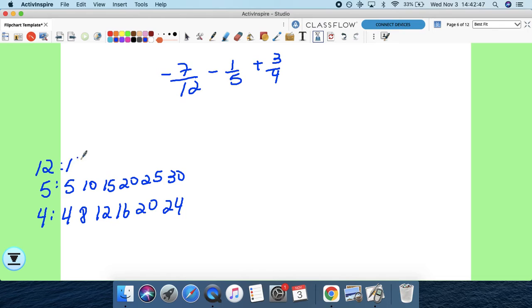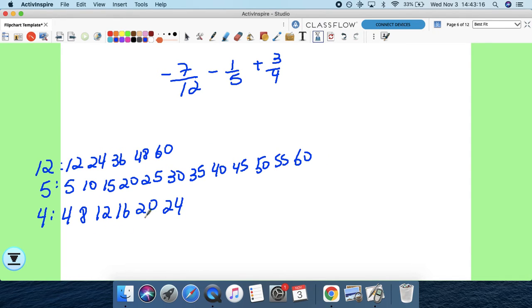12. 12 times 1, times 2 is 24. Times 3 is 36. Not good, because all three have to be the same. Times 4 is 48. Times 5 is 60. Let me continue the 5s. 5 times 6, times 7, times 8, times 9, times 10, times 11, times 12. Now there's a 60 there.